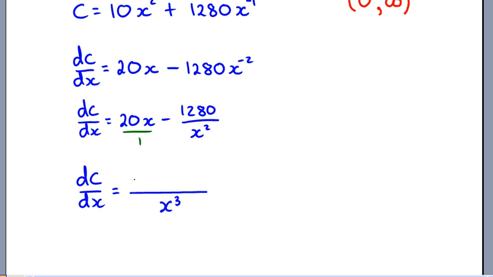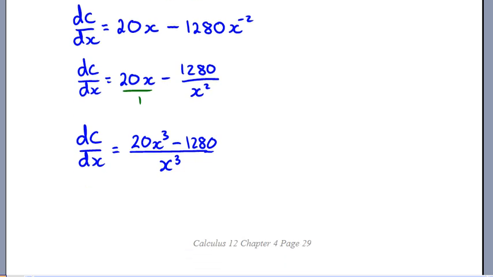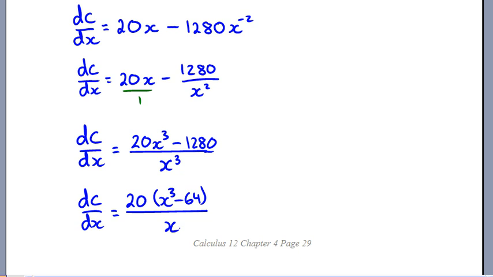Multiplying by x squared, I'm going to have 20x cubed minus 1,280. No, that actually factors. We could write dC/dx is equal to, pull a 20 out. We're going to have an x cubed minus a 64, all sitting on top of an x squared.